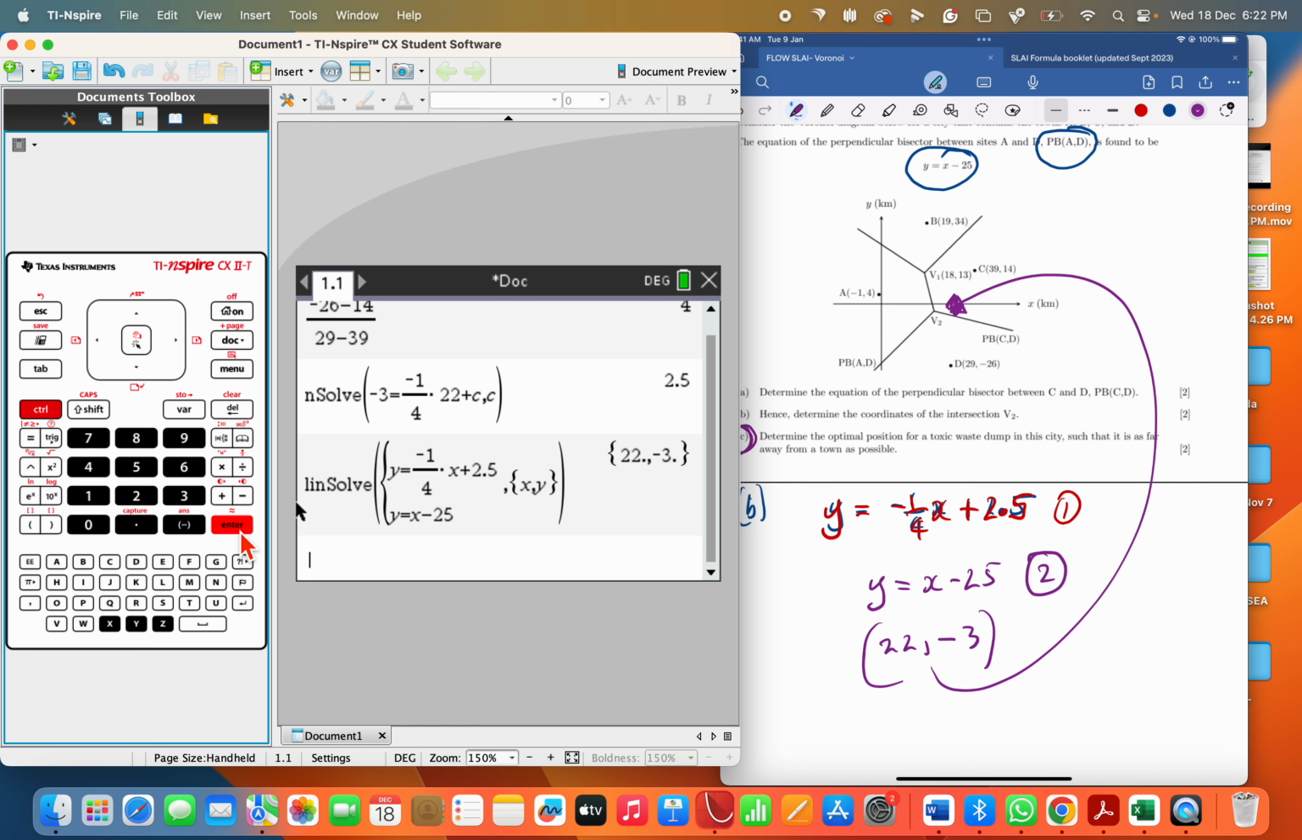Determine the optimal position for a toxic waste dump. A toxic waste dump means that's not great, toxic, that word gives it away. We want this to be as far away from a town as possible. So now we have to test this vertex and we have to test this vertex. Remember, when we're building things, it will always be on a vertex. So let's go and think about this.